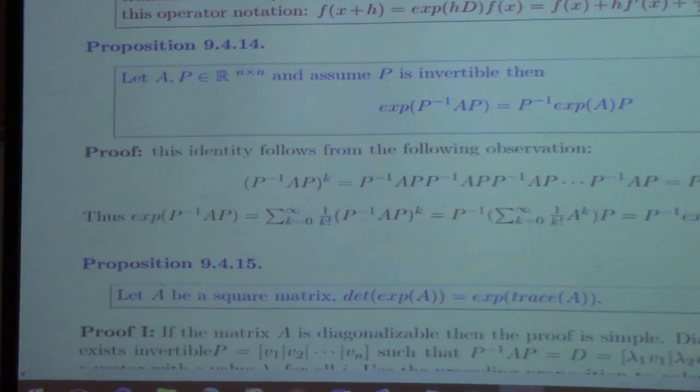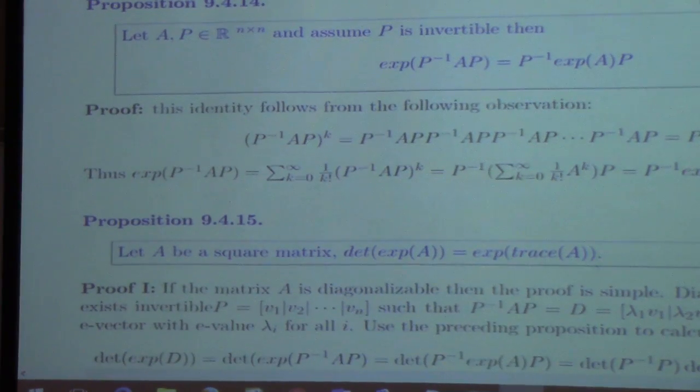This was also almost a homework problem for you. I think I proved this last time though. So let me go on. Another thing that's true about the matrix exponential is that the determinant of the exponential is the exponential of the trace.